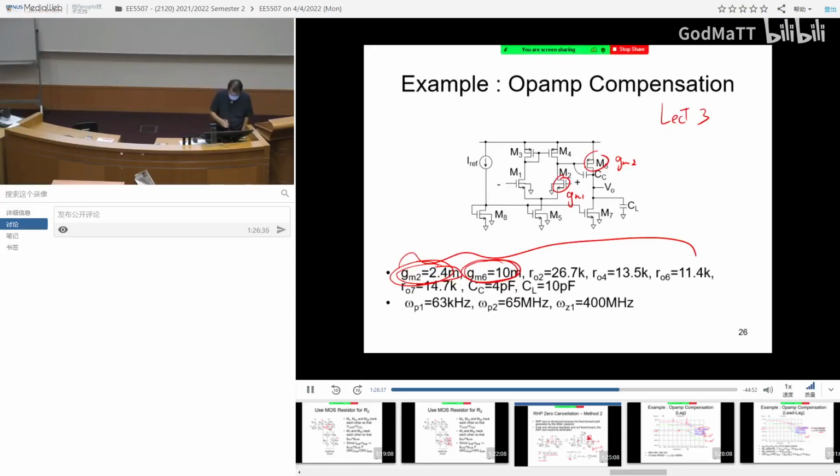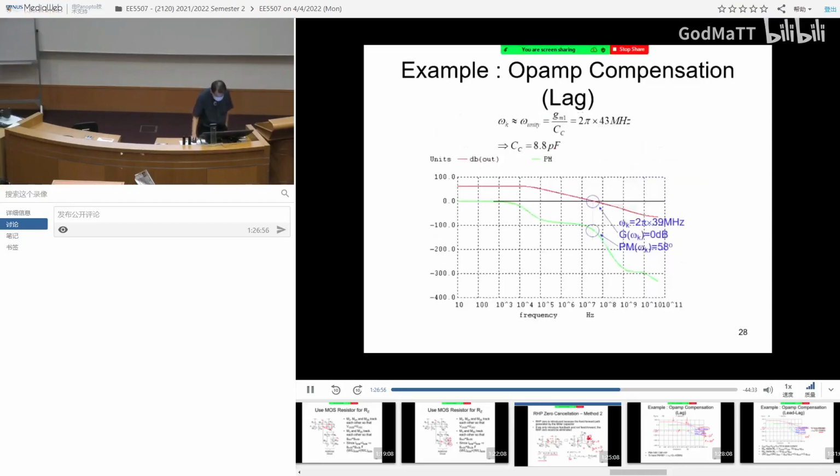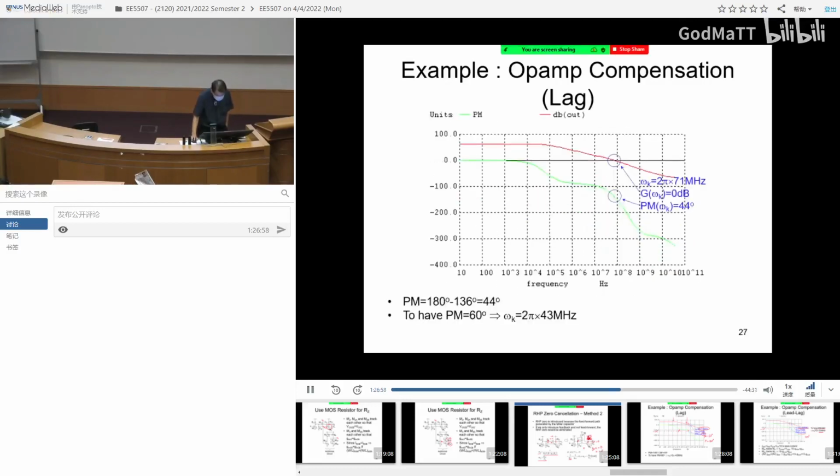Now, initially, the frequency that we have, dominant pole is 63K, non-dominant pole is 65 meg. The zero is about 400 meg. We went through this frequency response before. So lag compensation. For lag compensation, basically, we can consider the CC cases. So let's say you run the simulation. You build all these things, you run the simulation. And you get the following gain response and the following phase response.